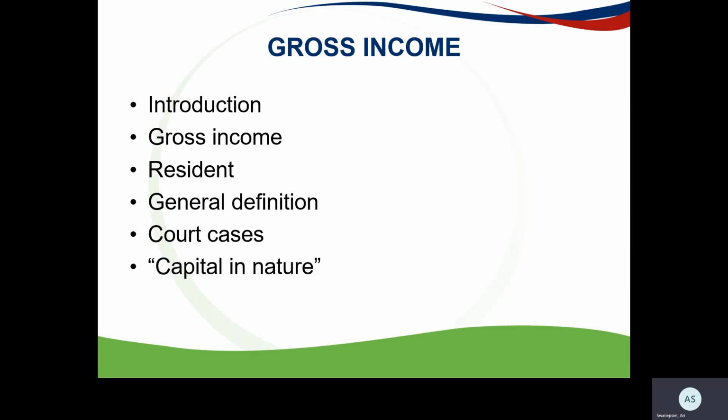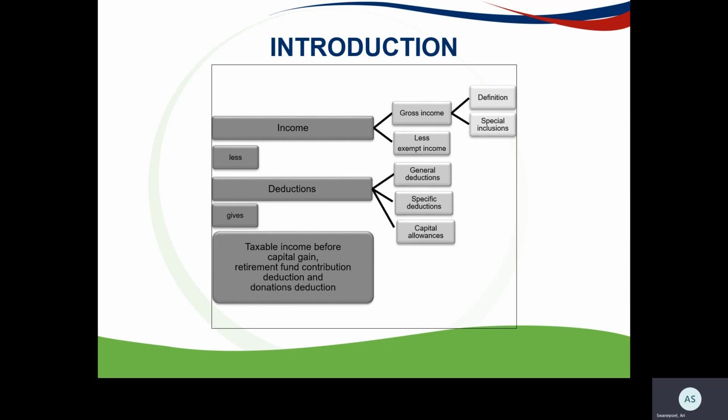Okay, we'll look at the introduction, gross income definition, resident, the components of the definition, court cases, and the capital in nature component. The tax framework shows at the top there, income is gross income less exempt income, and gross income is comprised of the general definition of gross income, which we'll look at now, and at a later stage we'll discuss special inclusions.